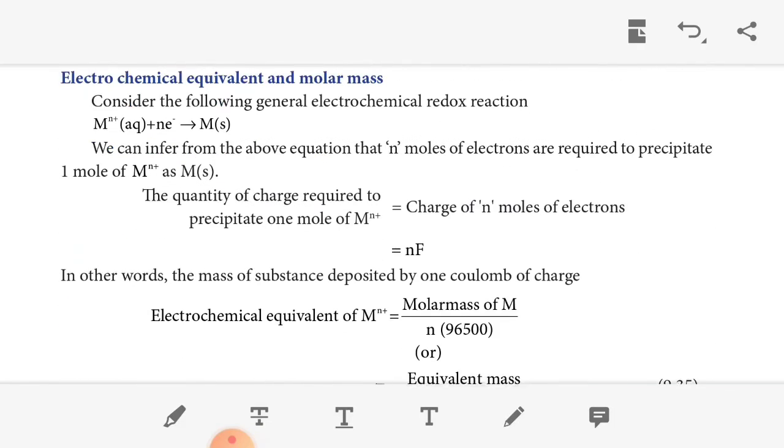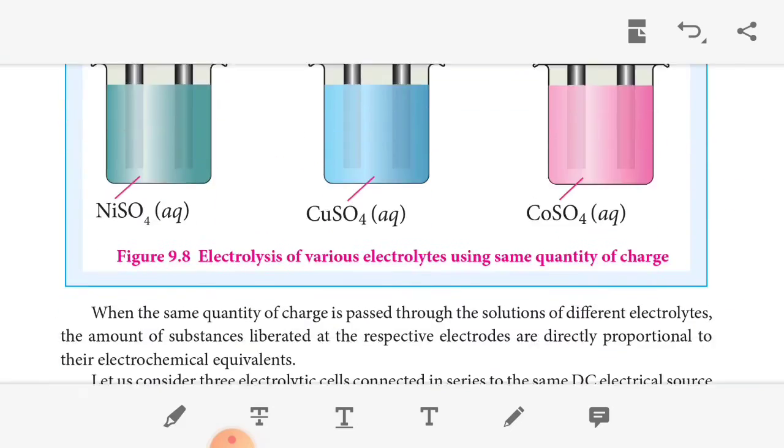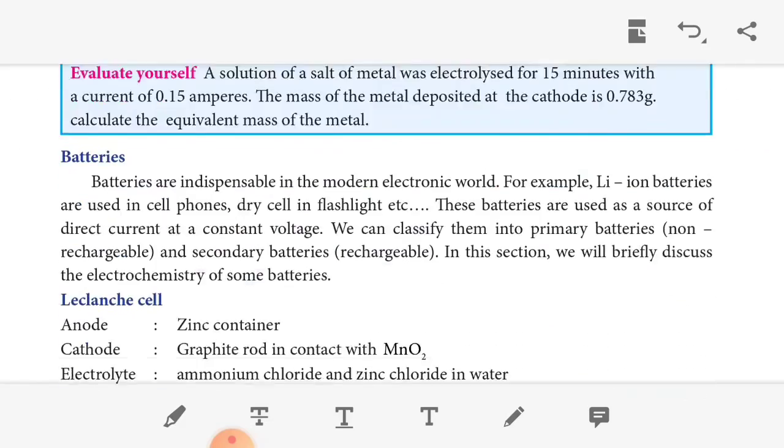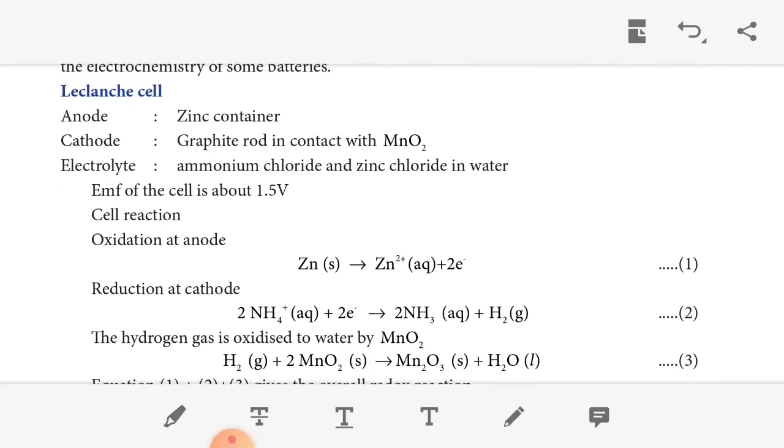Then the second law of Faraday: when the same quantity of charge is passed through solutions of different electrolytes, the amount of substance liberated at the respective electrodes is directly proportional to their electrochemical equivalents. So this is the second law of Faraday.